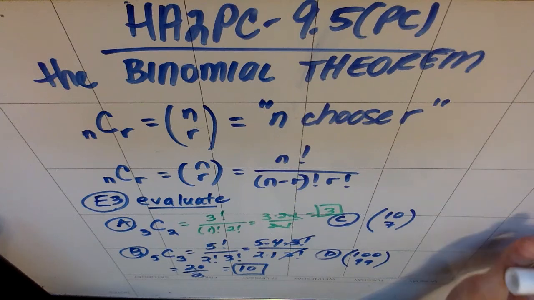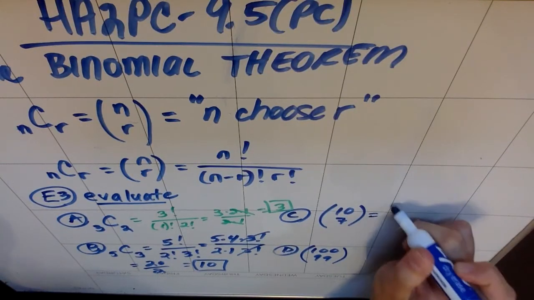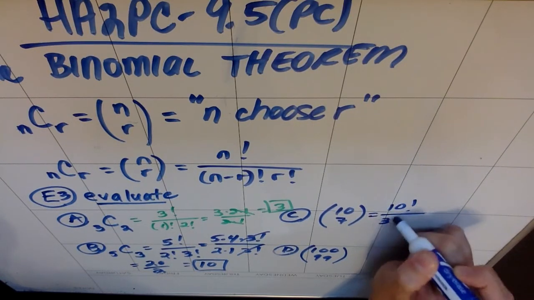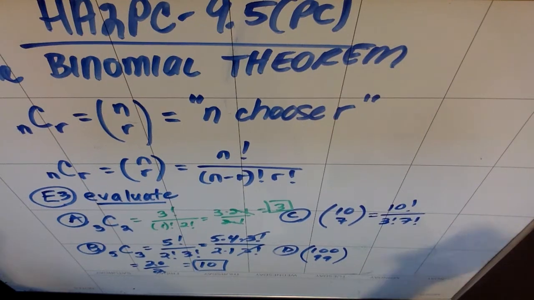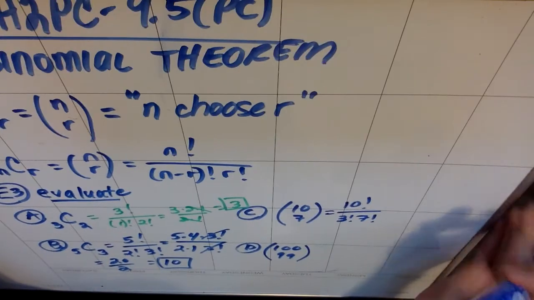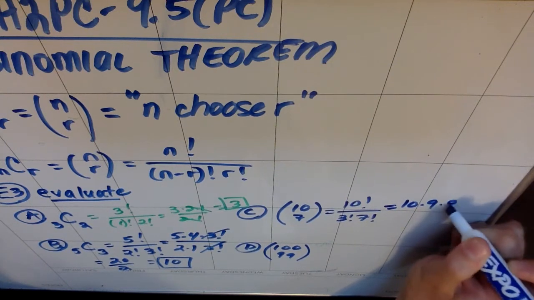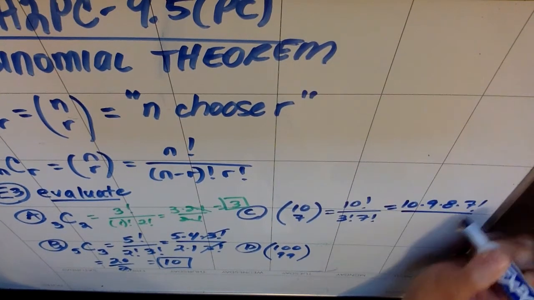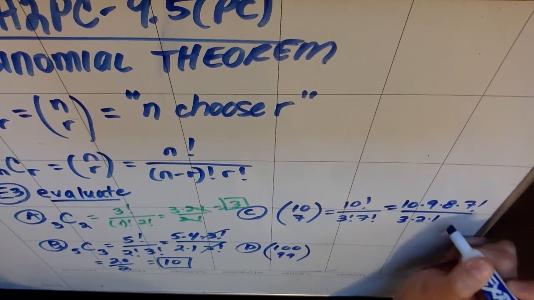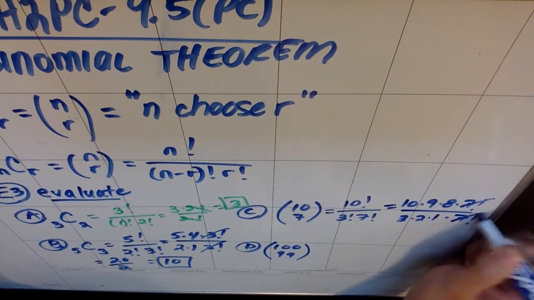Let's go over here and do 10 choose 7, right? That would be 10 factorial over 3 factorial times 7 factorial. Again, the same trick applies. I'm only going to write the 10 factorial out until I get to 7. So 10, 9, 8, and then 7 factorial, because what's going to happen is the 7 factorial on the bottom, which is the larger of the 2 factorials, is totally going to cancel.